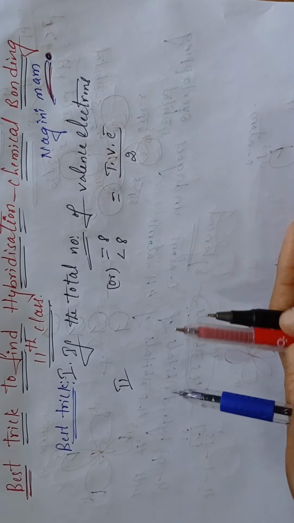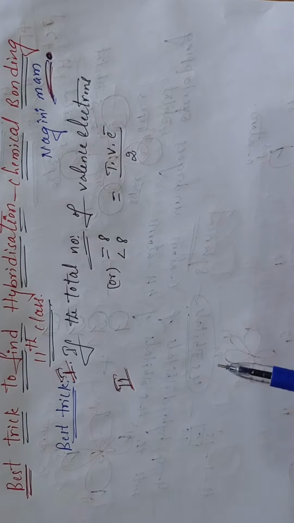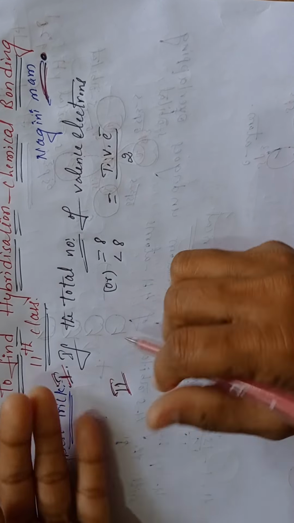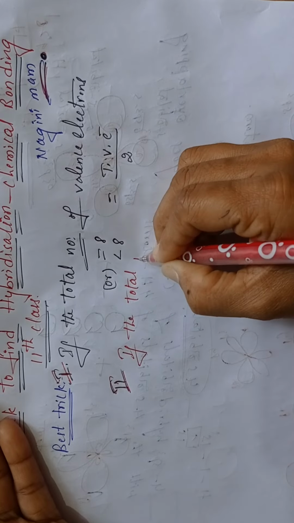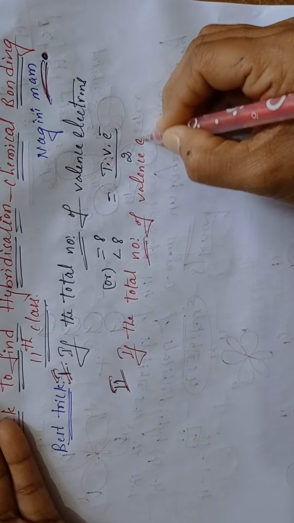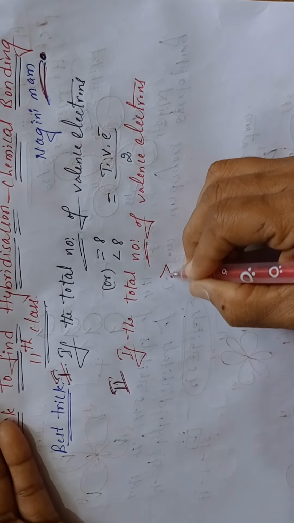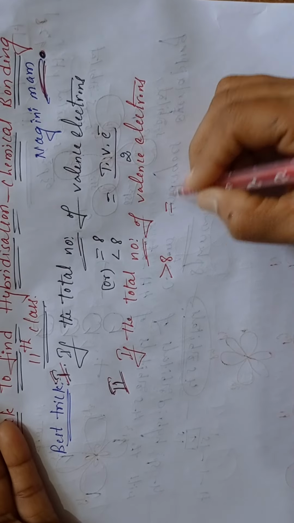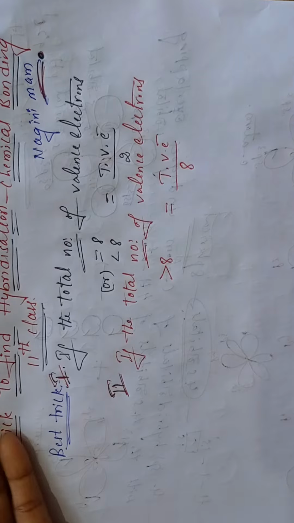Now coming to the second trick. What is the second trick? Listen, students. If the total number of valence electrons is greater than 8, then the total number of valence electrons should be divided by 8.